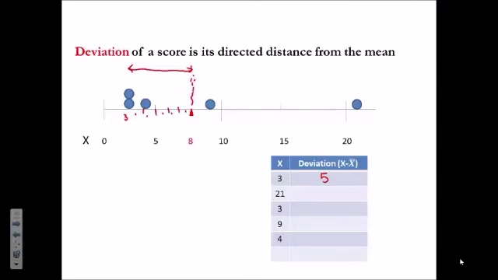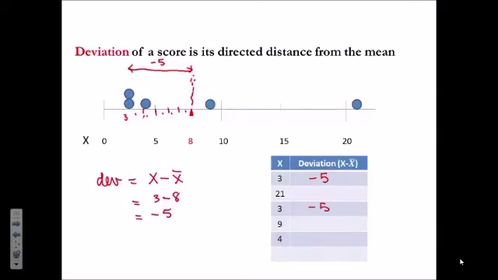And the algebraic formula for the deviation would be score minus mean, x minus x bar. The score is 3. The mean is 8. 3 minus 8 is negative 5. So we would say the deviation of 3 is negative 5. Or 3 is 5 boxes below the mean. So down here, this would also be a deviation of negative 5.